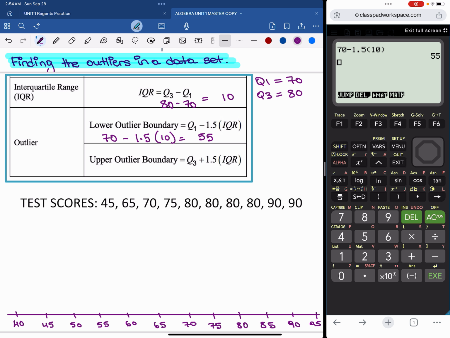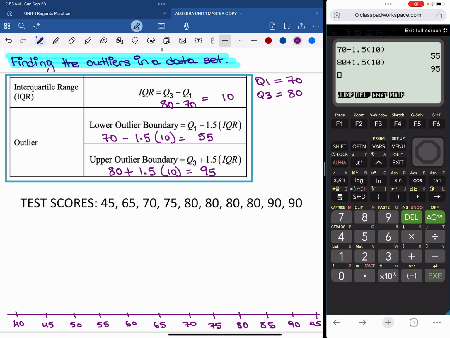For the upper boundary, or the upper fence, it's Q3 plus 1.5 times the IQR. So for the lower fence, it's a subtraction, and for the upper fence, it's an addition. So Q3, which is 80, plus 1.5 times the IQR, 10. Go ahead and put that all in your calculator, and be sure to keep that parentheses around the 10, and we get 95.